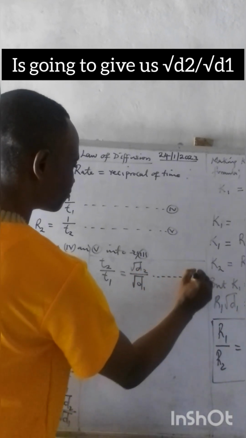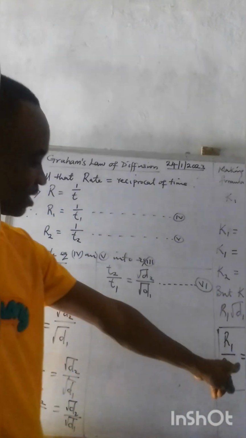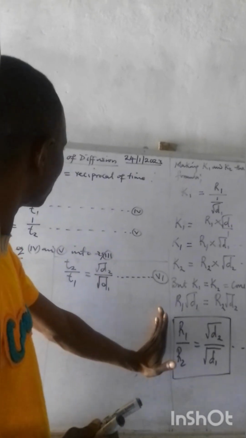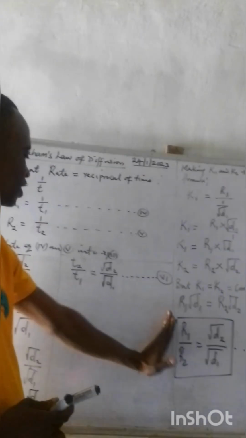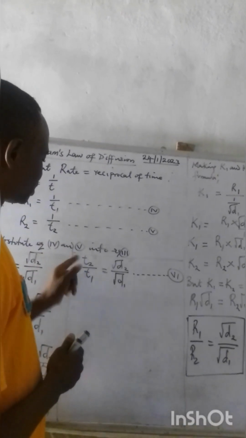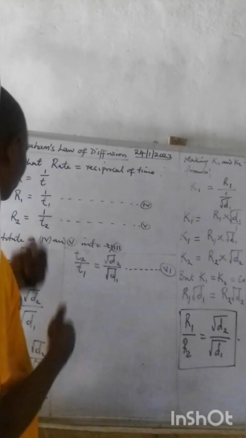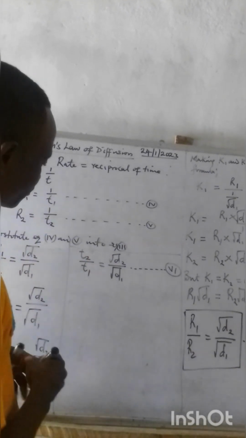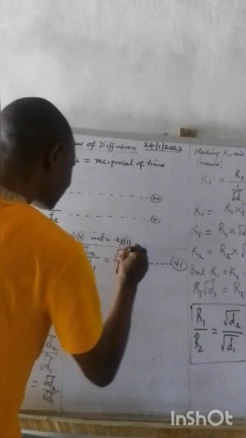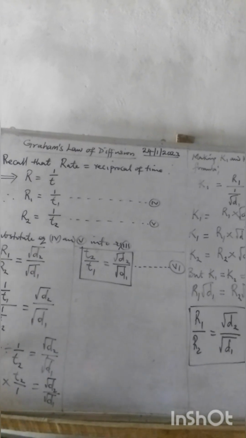This is equation 6, which means we have modified the original equation from Graham's law into another equation, which is T2 over T1 equals square root of D2 over square root of D1. That is another important equation you can use for questions anytime.